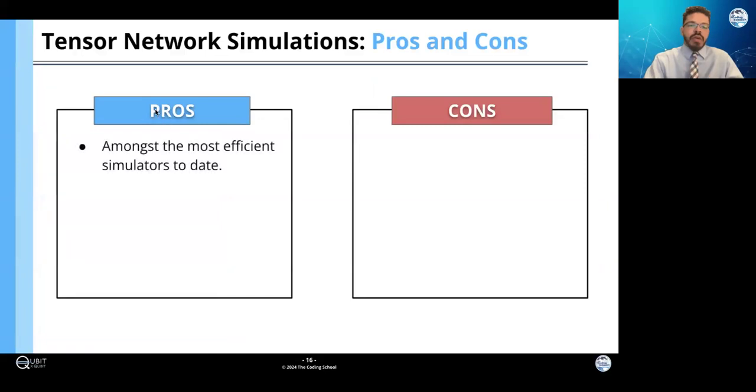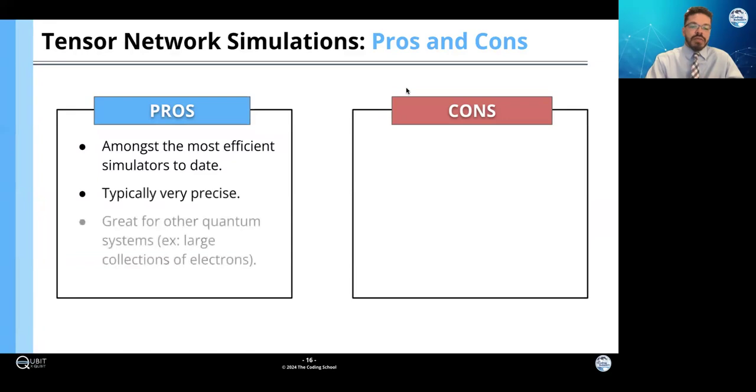Okay, so what are our pros? Well, these are among some of the most efficient simulations to date. And they're typically very precise. And they're great for quantum systems that have a lot of degrees of freedom. So like large collections of electrons, which maybe we'll start to think about a little bit later today, actually.